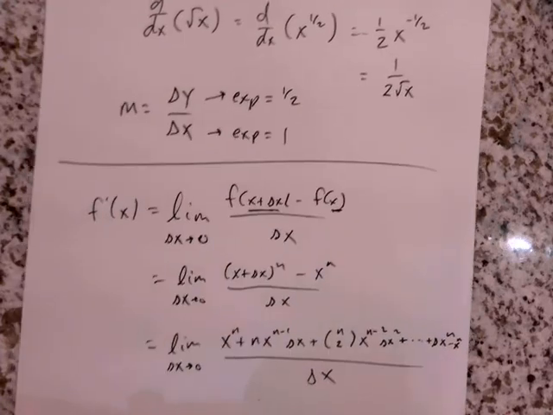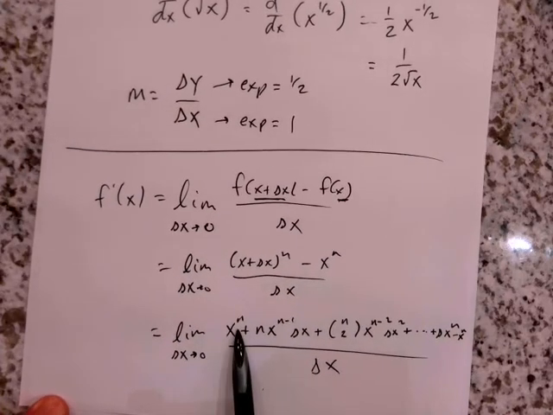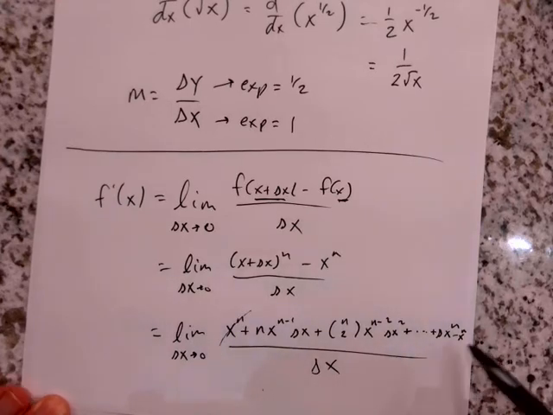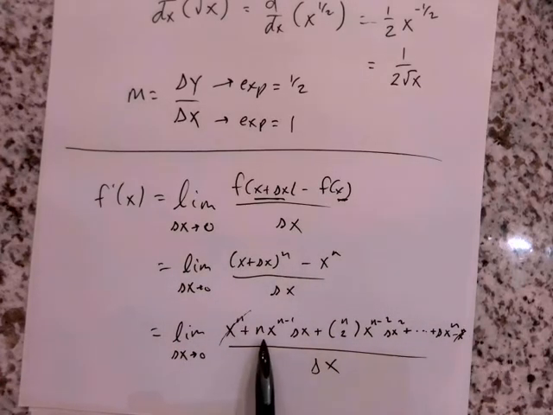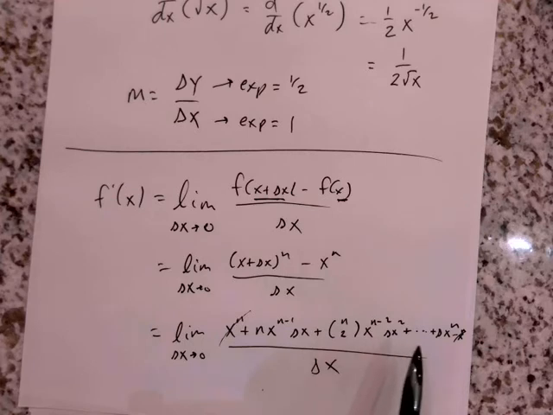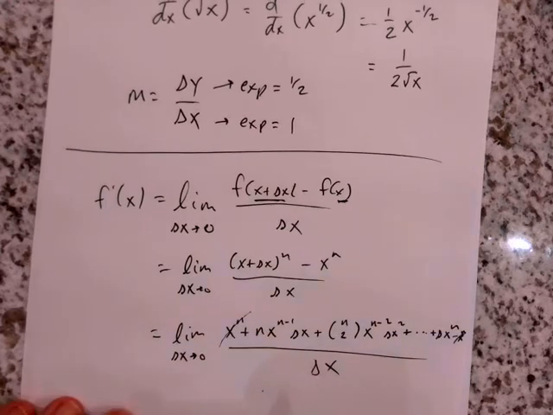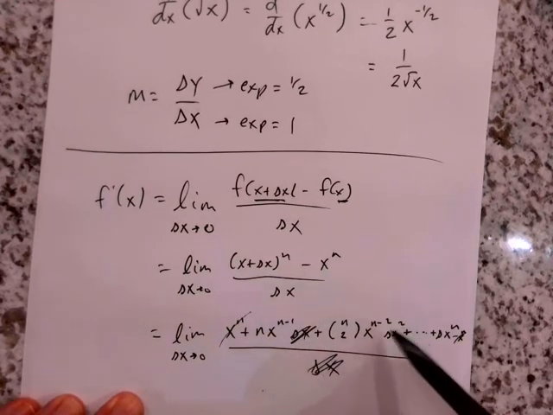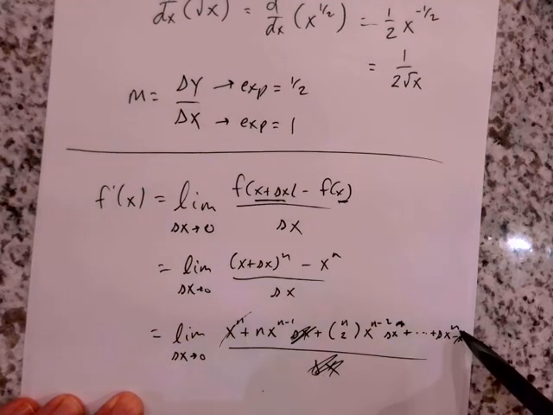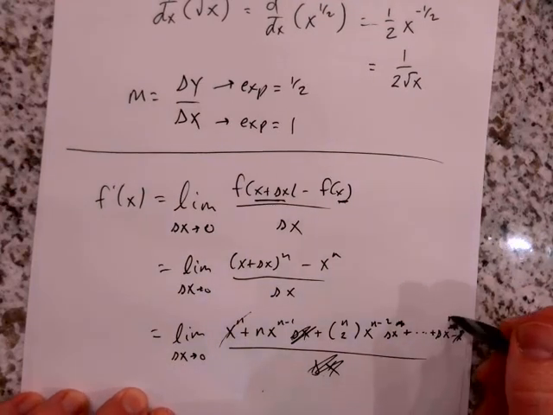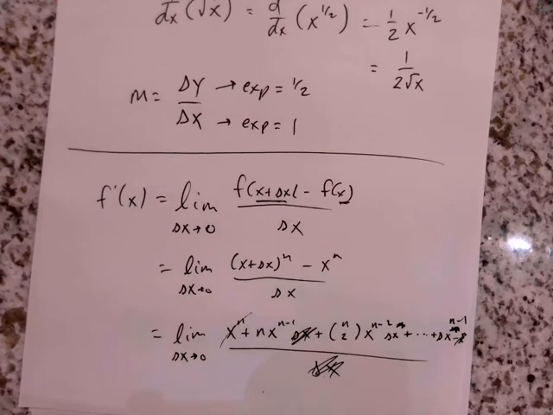What happens now is a whole lot of cancellations. x to the n minus x to the n, those cancel out. And now every single term that's left on top has at least a power of delta x in it. That's delta x to the first, that's delta x squared. The next term will be delta x cubed, all the way up to delta x to the n. So we can divide everything by delta x. So all these powers of delta x get subtracted by 1.